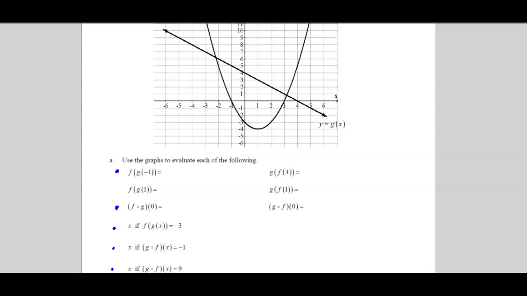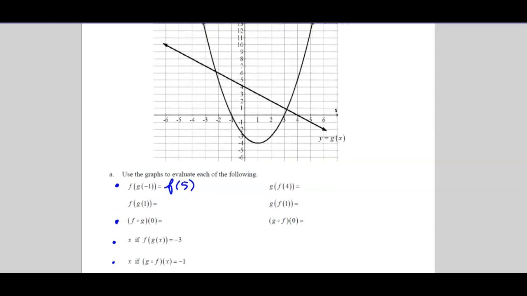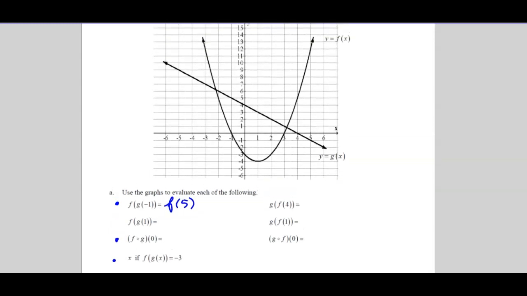If it's bracket notation for composition, then you do the inside first. Work just like order of operations, from the inside out. So g of -1 is 5. So this is the same as f of 5. I figured out the inside. Now f of 5, let's see what it is. So f of 5 is 12.